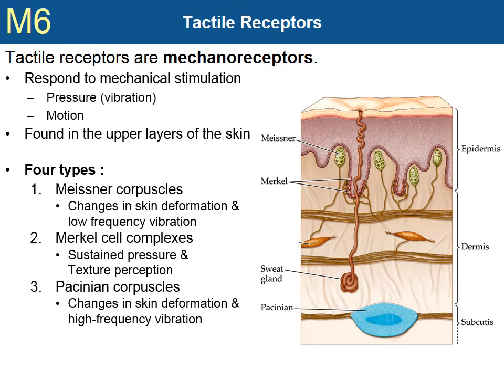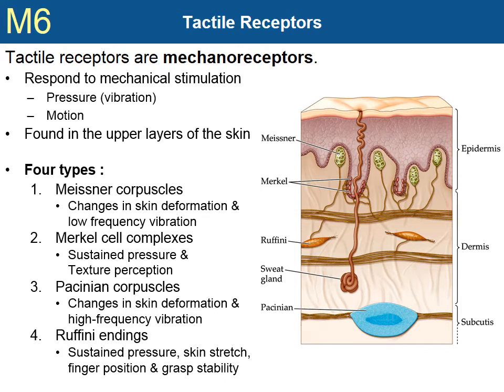The Pacinian corpuscle is the deepest in the skin and detects skin deformation and high-frequency vibration. The Pacinian corpuscle looks a bit like an onion, having many layers. Unlike an onion, these layers are easily distorted when pressure is applied to the skin. When the pressure is removed, it returns to its original shape.